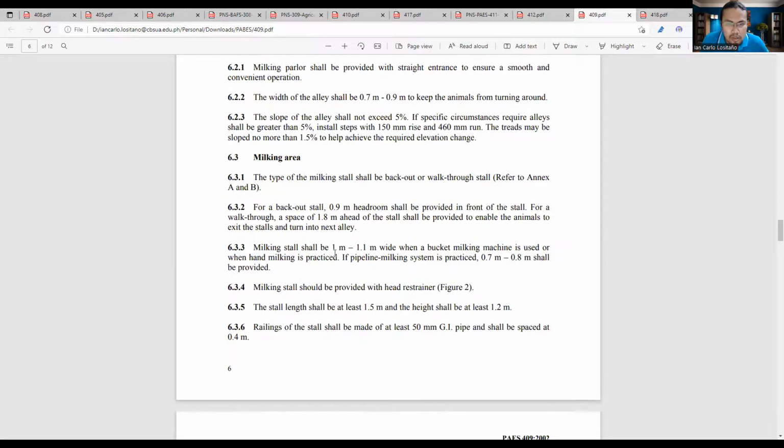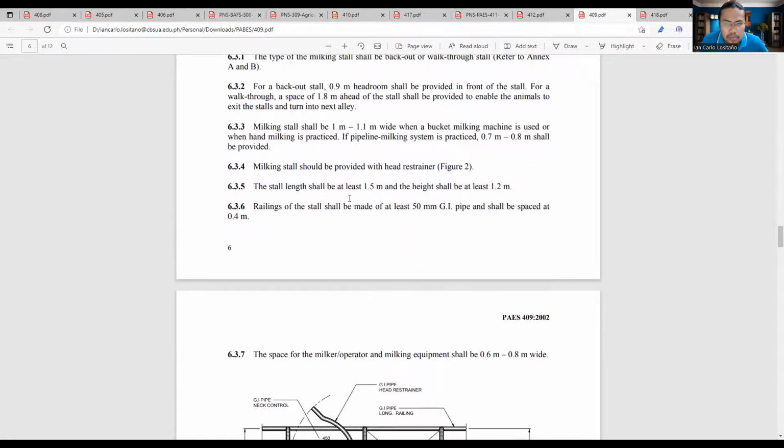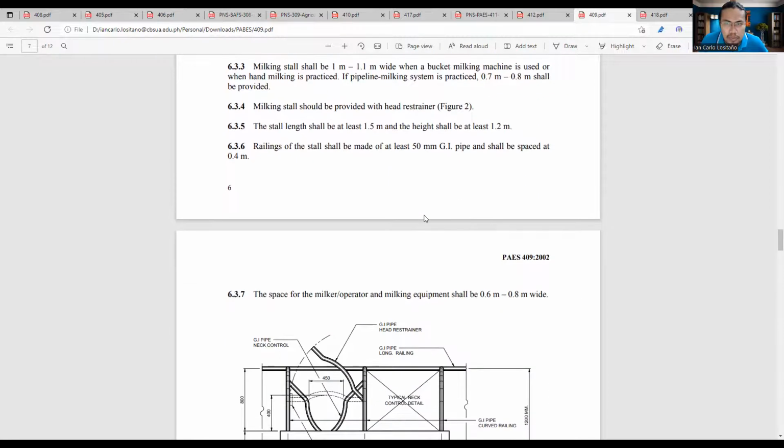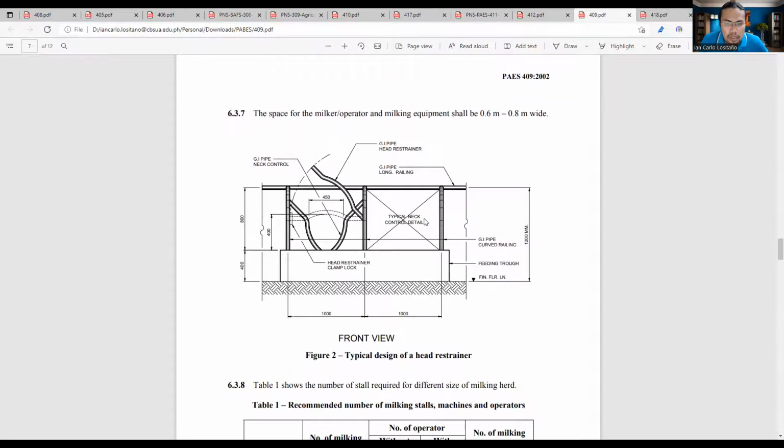So the milking stall shall be 1 meter to 1.1 meters wide when the bucket milking machine is used or when hand milking is practiced. If pipeline milking system is practiced, 0.7 to 0.8 meters shall be provided. Milking stall should be provided with a head restrainer. This is to protect the animal. The stall length shall be at least 1.5 meters and the height shall be at least 1.2 meters. The railings of the stall shall be made of at least 50 millimeter GI pipe and shall be spaced at 0.4 meters. This is a design of a head restrainer.